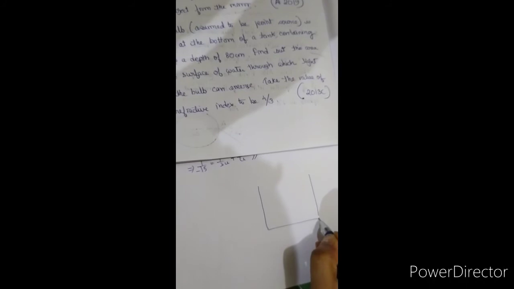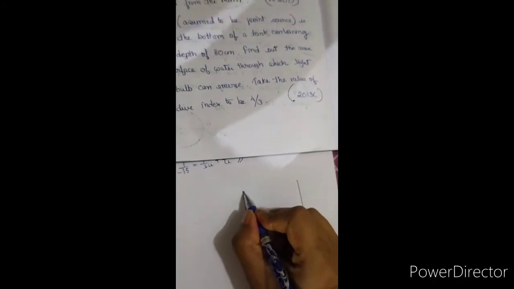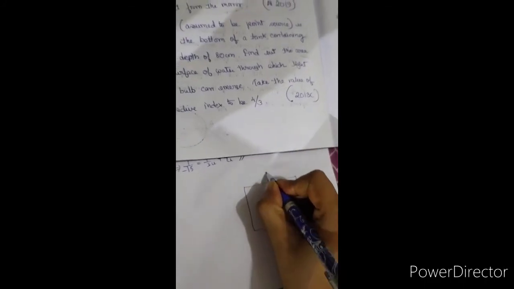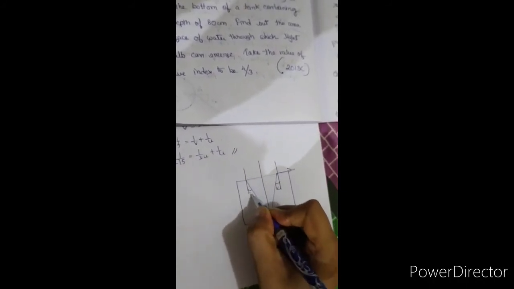So this is a tank. At the bottom of the tank we have a bulb. This is a source, I can say bulb. So what happened? Up to here water is there. I hope you remember I have taught you in this way. And if it has to come out, there will be total internal reflection. So this will be my IC. So here also I will get my IC here.